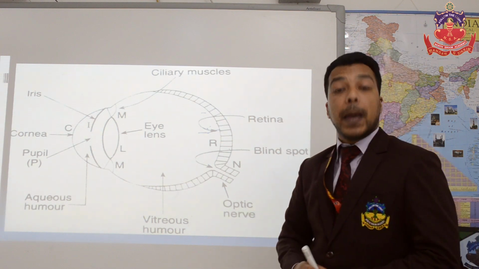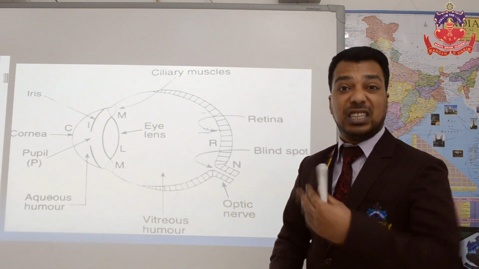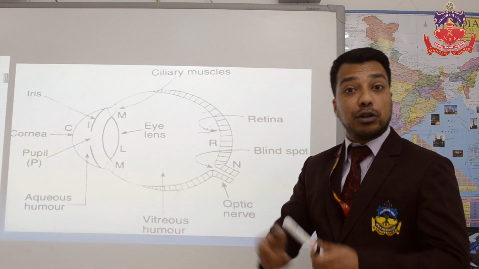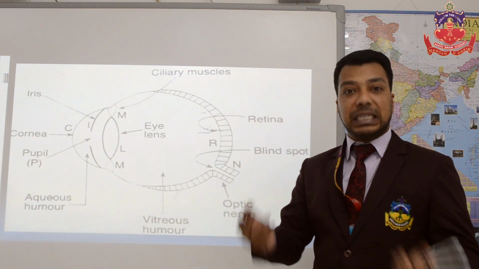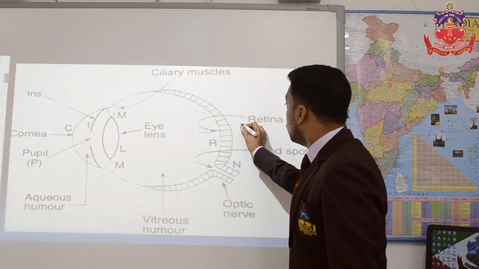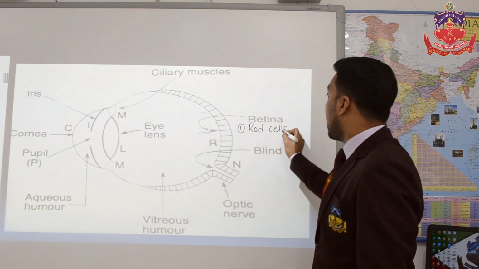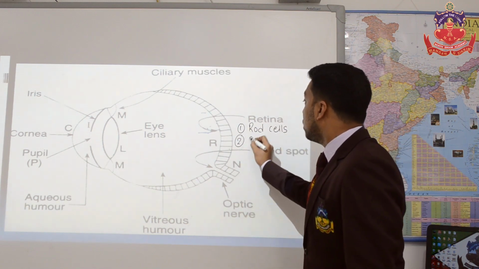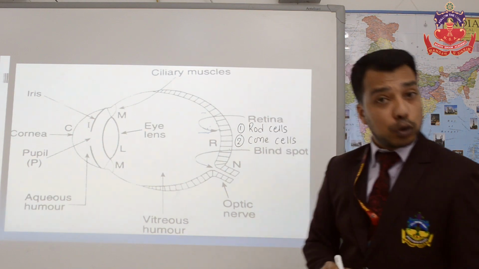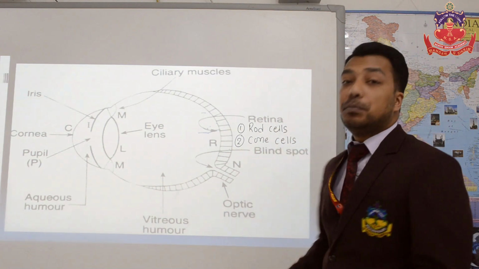Now what is the retina? Basically, it is a screen on which the light falls and the image is seen. I have already discussed that it consists of many cells. The two main cells of the retina are, number one, your rod cells, and number two, your cone cells. Now, what is this rod cell and what is this cone cell? When the light falls on the retina, these two cells become active.